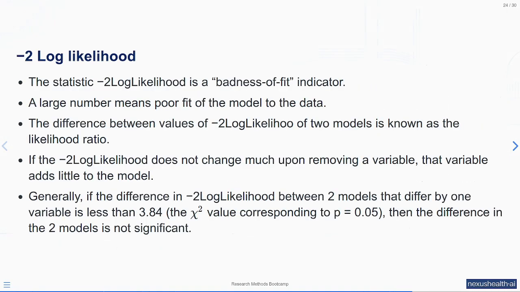So what is that negative 2 log likelihood that I mentioned? It's a badness of fit indicator, badness of fit in quotes. So a larger number means that the model is not very good. It's a poorly fitted model to the data.